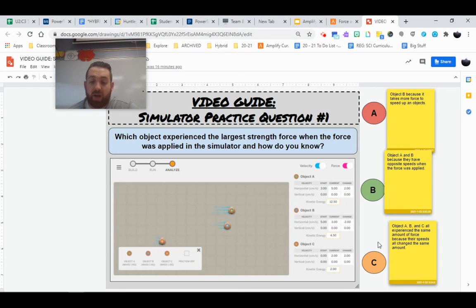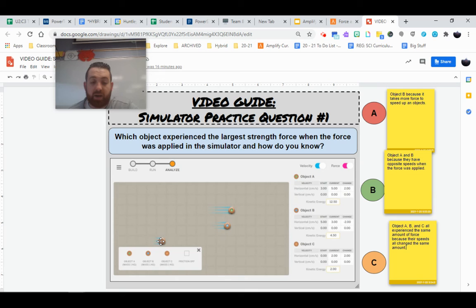So really the only logical answer is C. Object A, B, and C all experience the same amount of force because their speed all changes the same. And you can see that. 3 to 5, it changed by 2 meters per second. 5 to 3, same thing. And object C, same thing, 2.